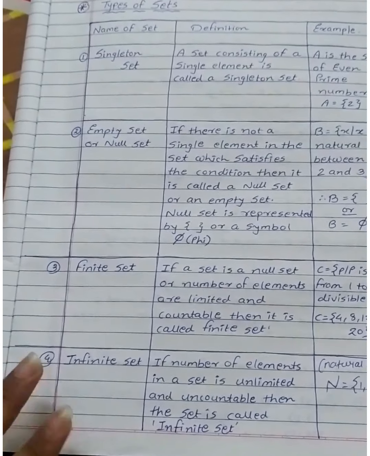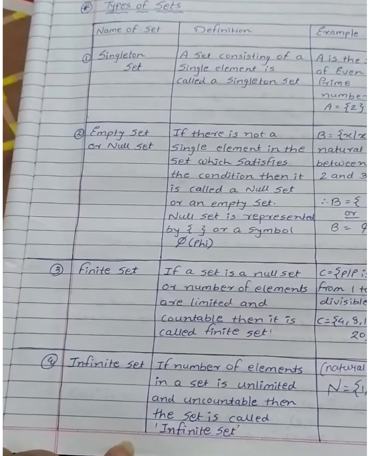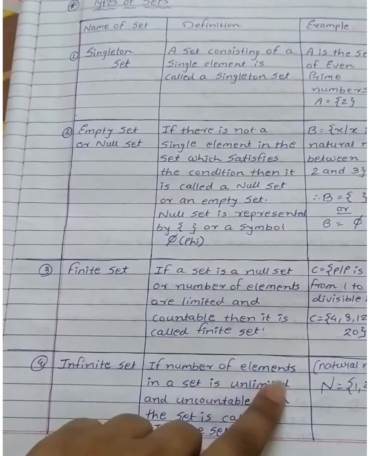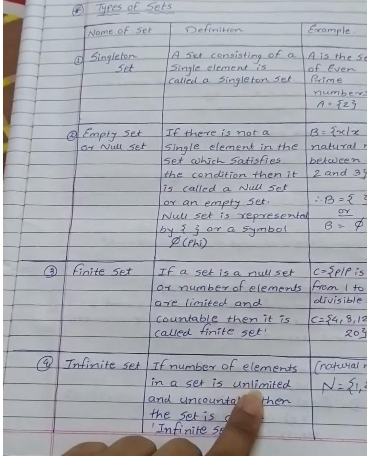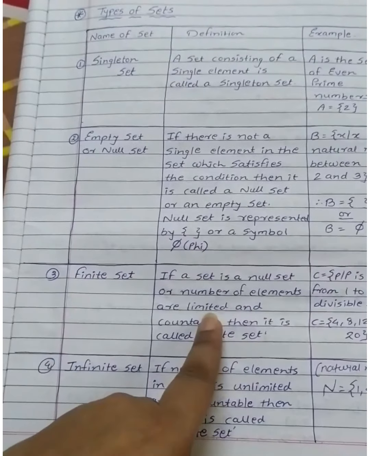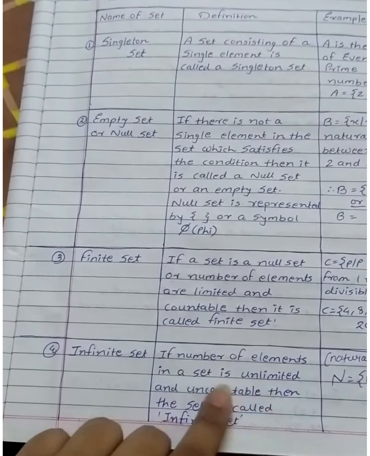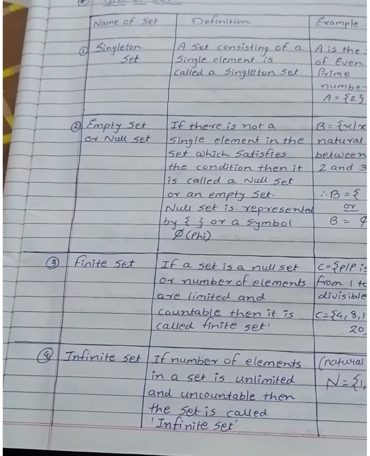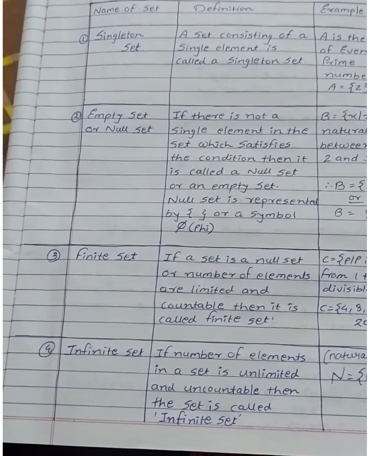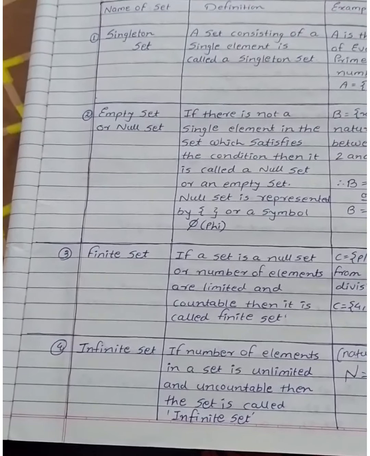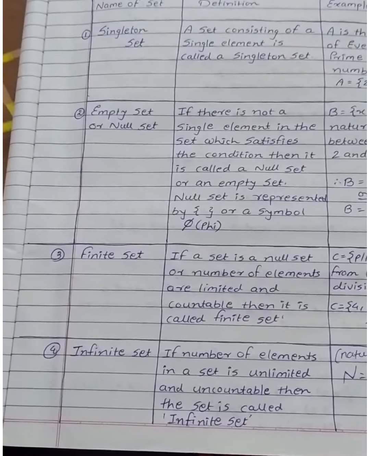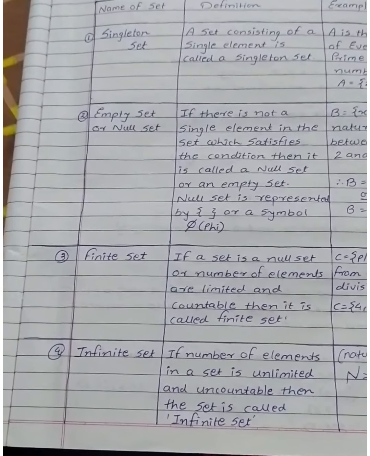Fourth one is infinite, the opposite of finite. If the number of elements in a set is unlimited, whereas in the finite set the number of elements is limited, here the number of elements is unlimited and uncountable. We can't count these numbers. These are endless numbers, so it is called an infinite set.